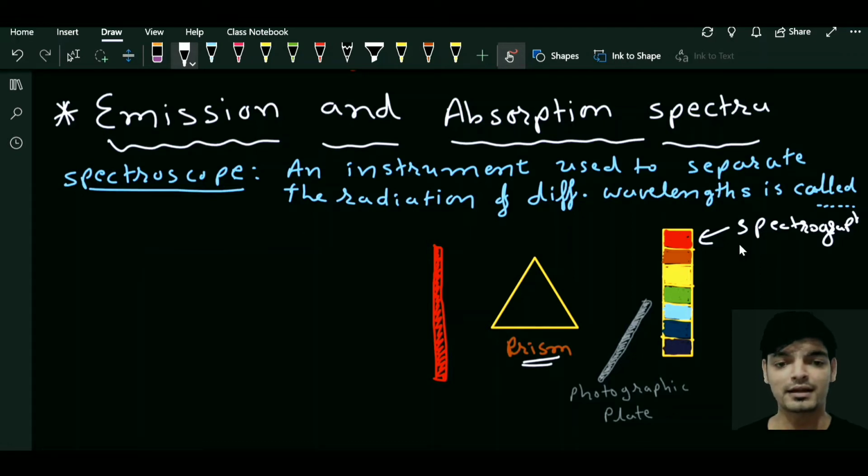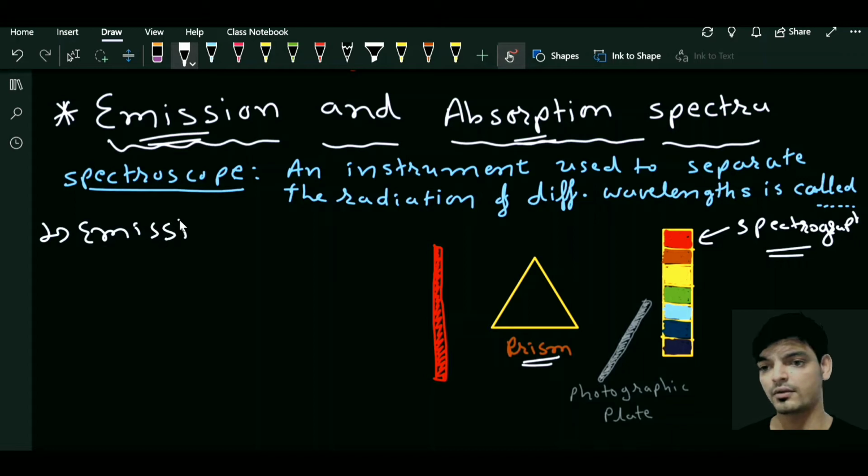There are two types of spectra. One is known as emission spectra, and the other is known as absorption spectra. So what is emission spectra and what is absorption spectra? We have to discuss it. First of all, let me explain the emission spectra. Emission spectra means what?